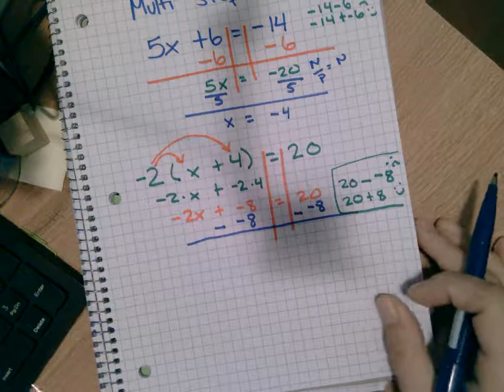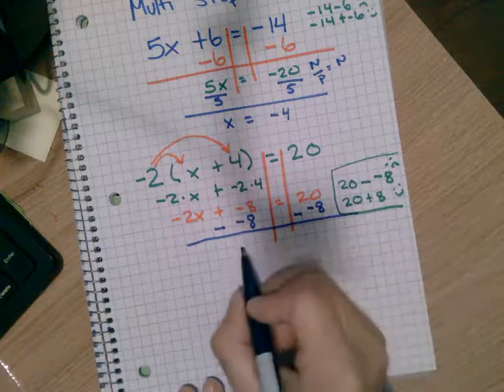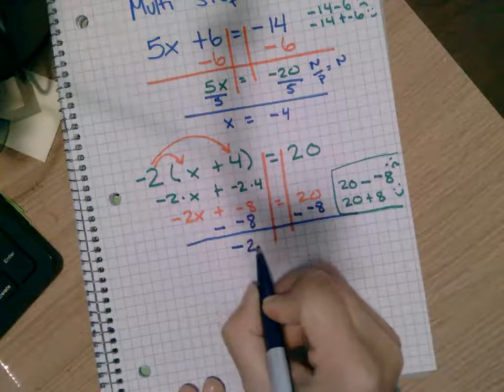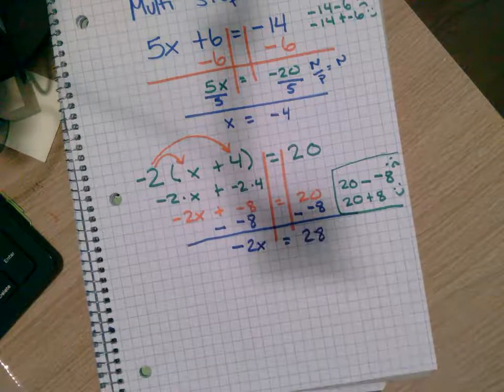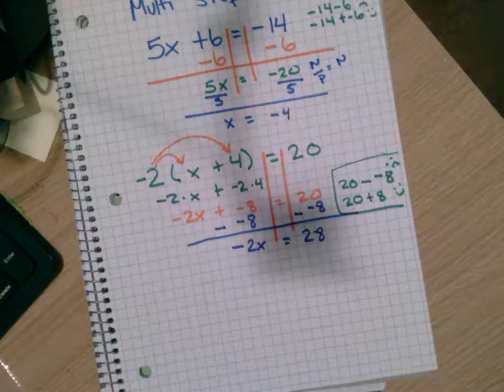A month ago. All right, so here we have, what do we have over here? Negative 2x is equal to 20 plus 8, 28. Okay, what's our last step?